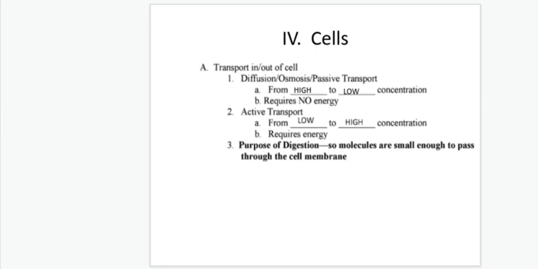Okay? One of the most critical things that we learned with this is that the whole purpose of digestion is to make things small enough so they can fit across our cell membrane.